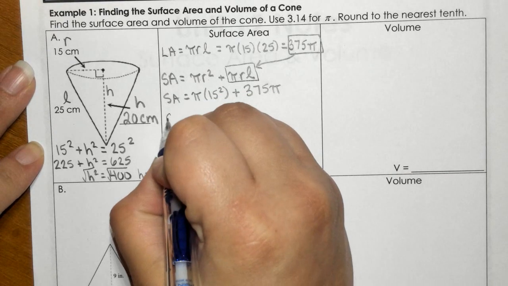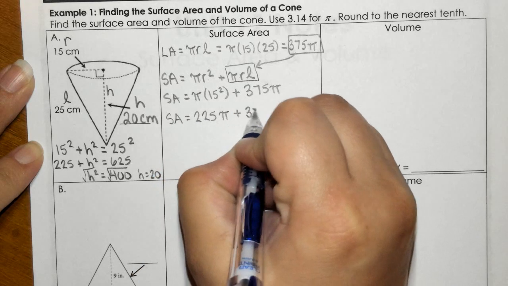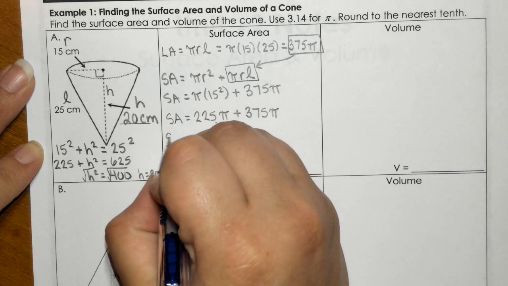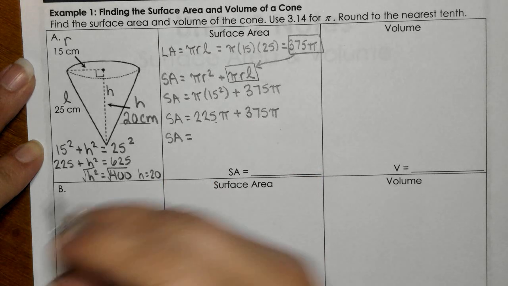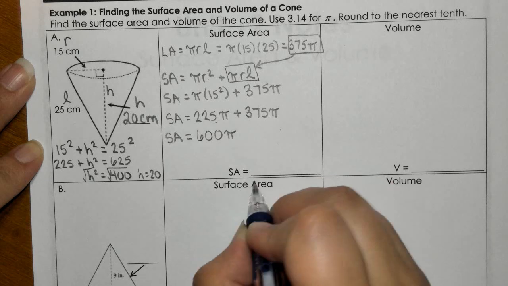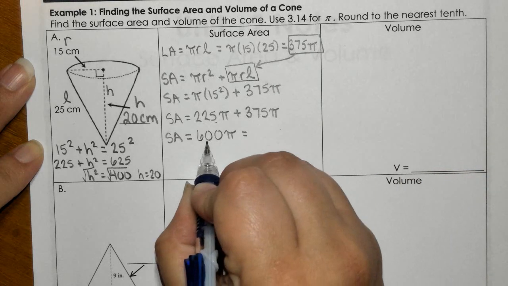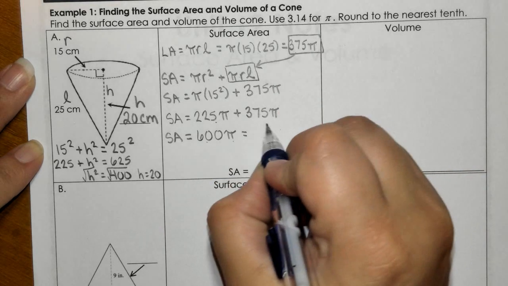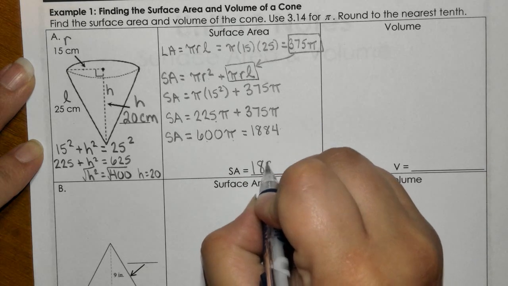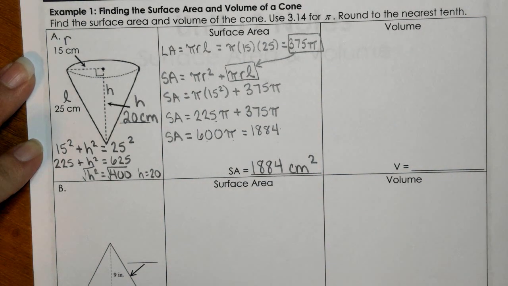15 squared is 225 pi plus 375 pi. So now that we have both of our terms in pi, we can add those together, and this would give us 600 pi. But as you know, we need to have, using 3.14 for pi, round to the nearest tenth. So if I take 600 times 3.14, I get 1,884. So that comes out to a nice whole number. I don't have to round. And make sure I have my label, centimeters squared.